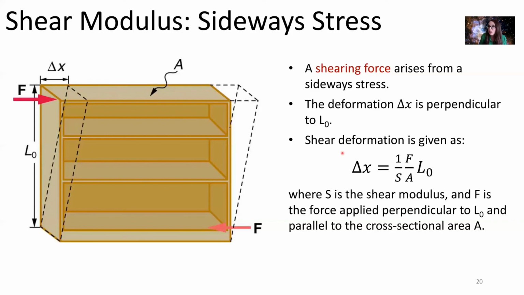Here's our equation for shear deformation. Delta x, that distance perpendicular to the length over which I'm applying that force, equals 1 over what we call the shear modulus, determined experimentally, times the force applied, divided by the area of this material that's parallel to the force, and then multiplied by the length of the body. And this length is the length that's perpendicular to the applied force. So I could give you a problem where I ask you to calculate the shear deformation of a bookshelf, for example, and you would use this equation right here.